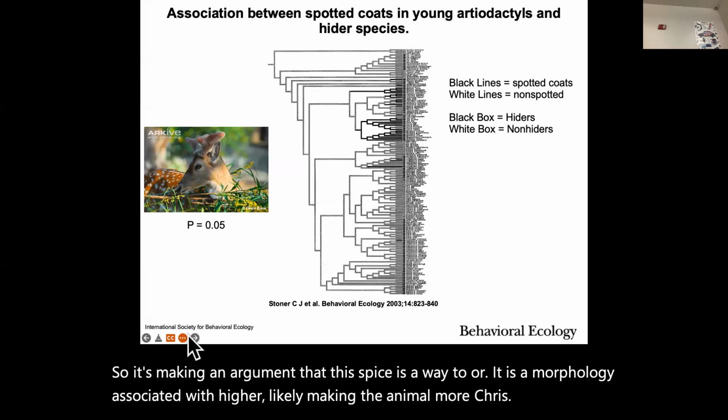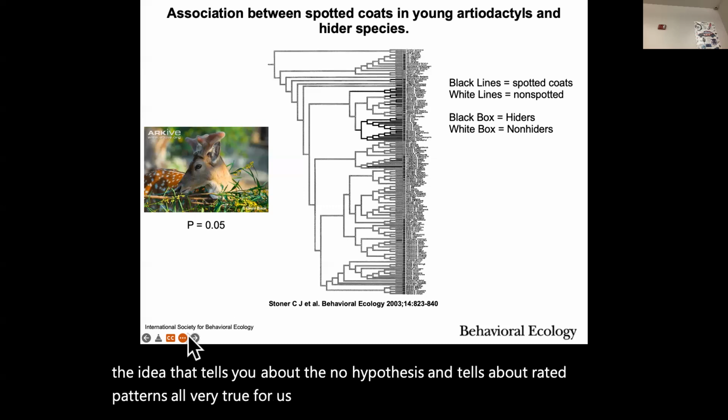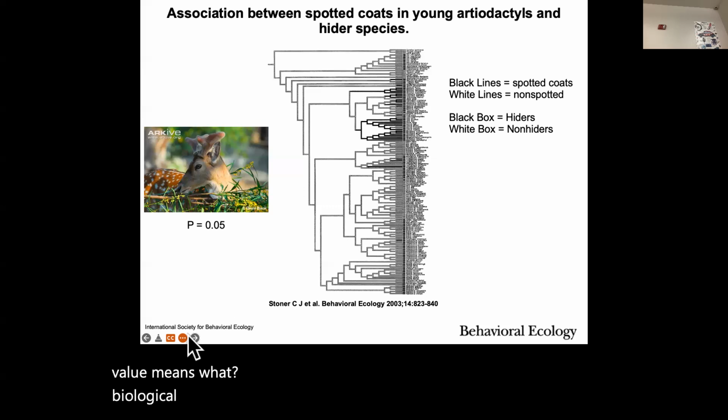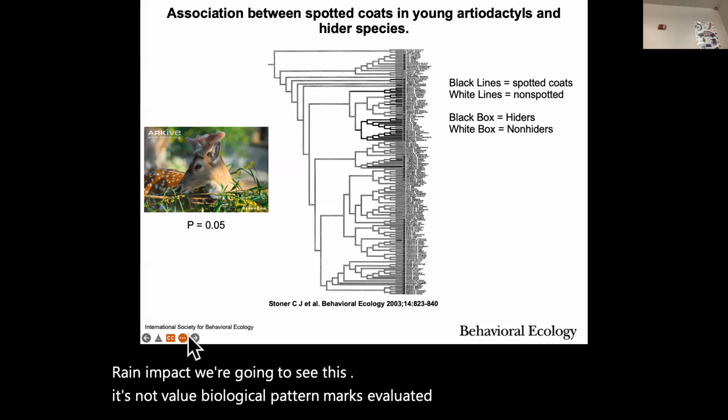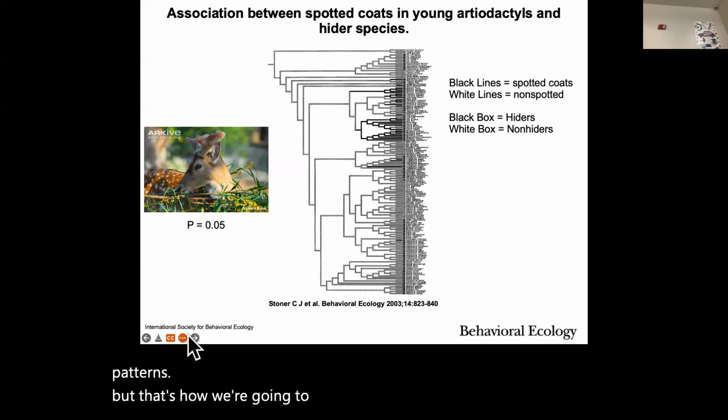The idea that tells you about the null hypothesis, tells you about random patterns, all very true. For us, we're going to translate it out in this class. Small p value means what? Biological pattern. Large p value means what? Random pattern. We're just going to treat it as those two. Small p value, biological pattern, large p value, random pattern. Both are cool patterns. But that's how we're going to translate. Make sense? Good? Yep. Okay.